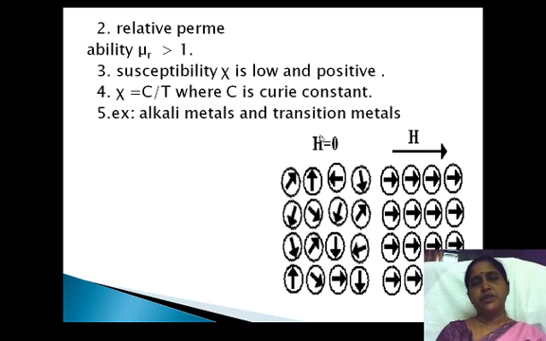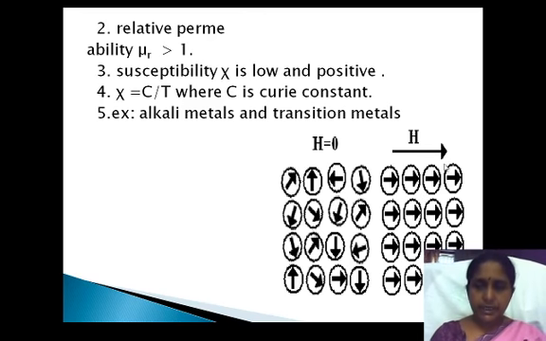If there is no applied field, the atoms are arranged randomly. With the applied field, they are aligned regularly in the direction of the applied field. In diamagnetic materials, they are arranged in the opposite direction of the applied field. But in paramagnetic materials, they are aligned in the direction of the applied field. That's why here we have susceptibility that is low and positive.